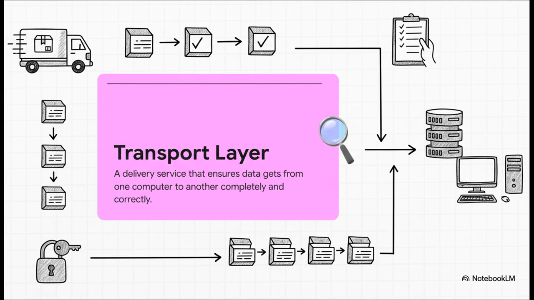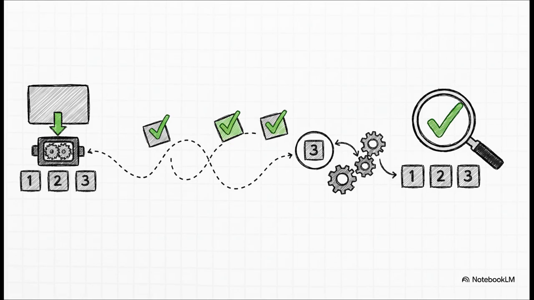And not just that it gets there, but that it gets there completely, without any errors, and in the right order. So to do that, it juggles a few key tasks. It takes big chunks of data from the upper layers and chops them up into smaller, more manageable pieces called segments. It then keeps track of each one to ensure they all arrive. And if they show up all jumbled, which they often do, it puts them back in the correct order. And all the while, it's constantly checking for errors to make sure nothing got corrupted on the journey.